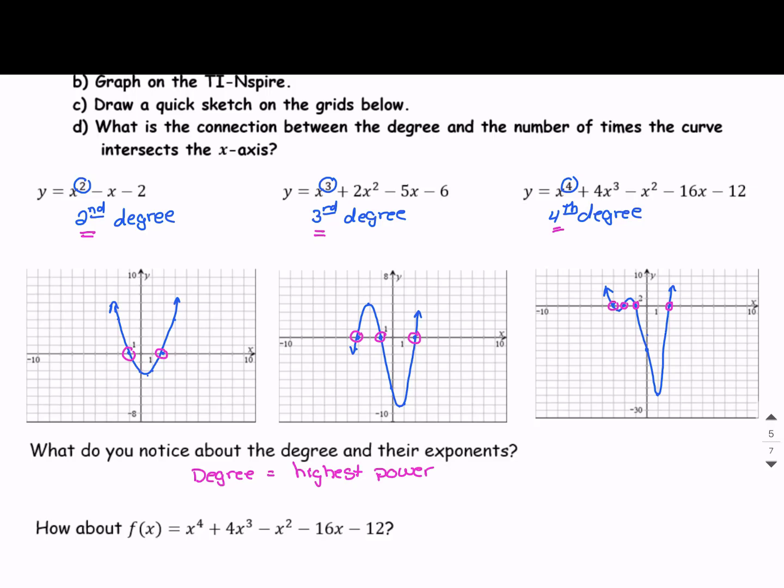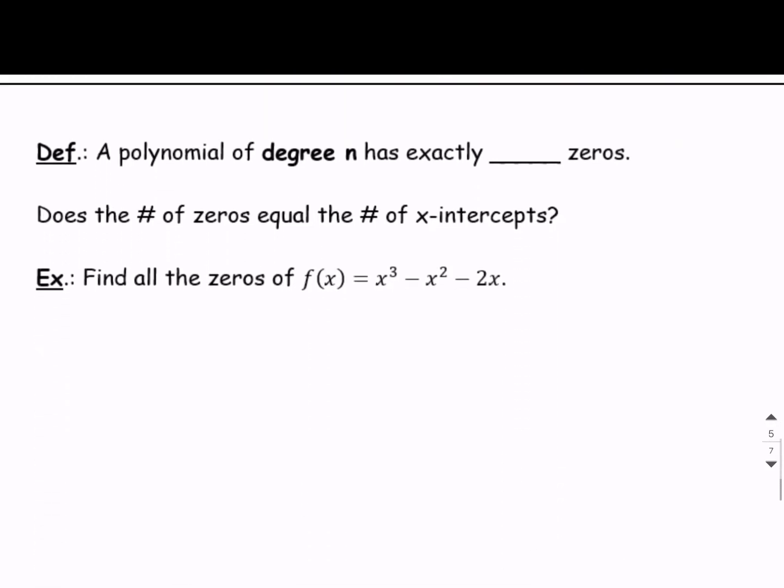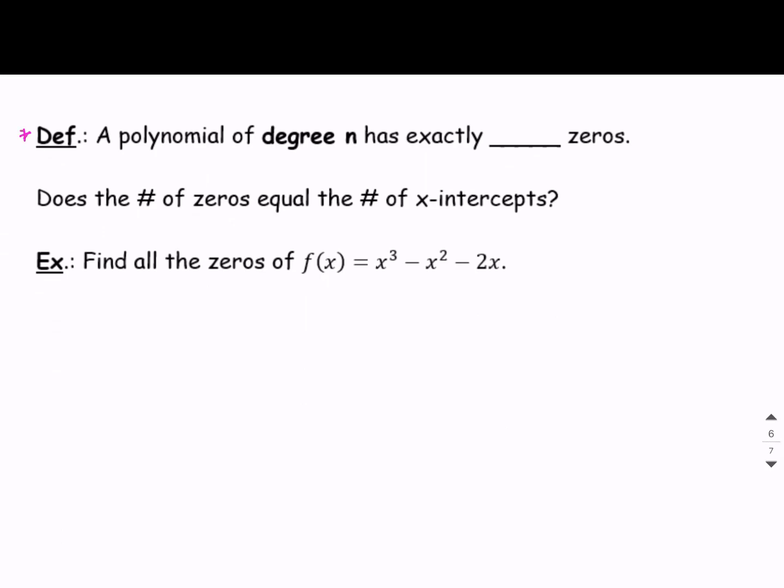So we know that the degree equals the highest power of x, right? And what we've just observed is that the number of times the curve intersected the x-axis was the same as the degree. Remember that the places where the graph crosses the x-axis are called the roots or the zeros. So we have this idea here that a polynomial of degree n has exactly n zeros. In other words, if we have a third degree polynomial, we're going to have 3 roots or 3 zeros. If we have a fifth degree polynomial, 5 roots or 5 zeros.